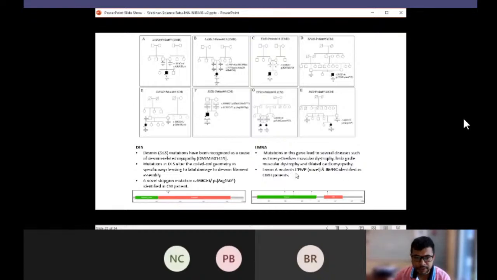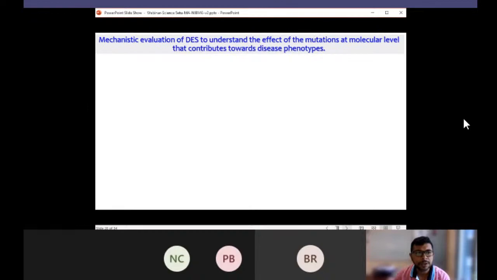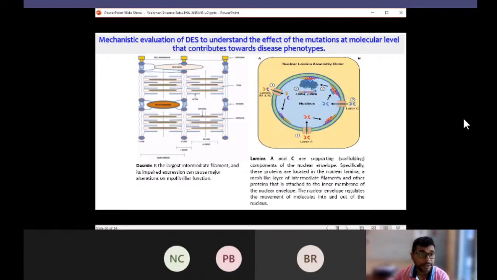We found the mutation L197P, a novel mutation identified in a muscular dystrophy patient. At this point, we are looking into the mechanistic evaluation of the interaction between desmin and lamin. Desmin is the largest intermediate filament, and its impaired expression can cause major alterations in myofibrillar function, whereas lamin A and lamin C are supporting components of the nuclear envelope. Specifically, these proteins are located in the nuclear lamina, a mesh-like structure of intermediate filaments and other proteins that is attached to the inner membrane of the nuclear envelope.